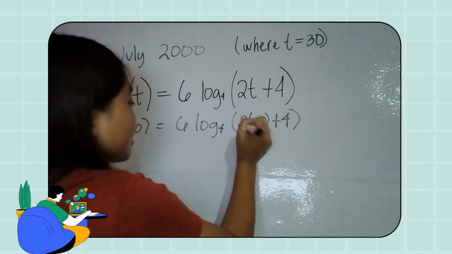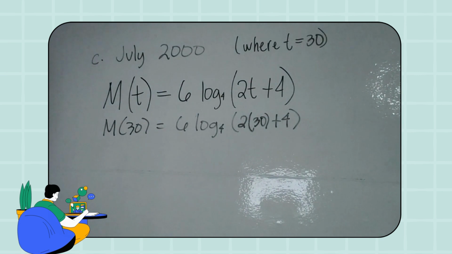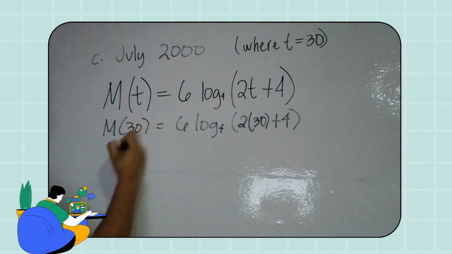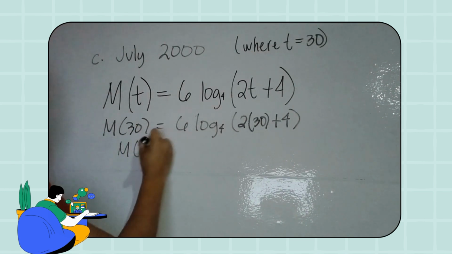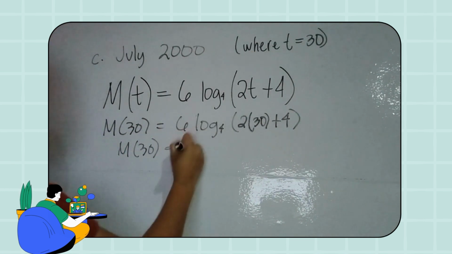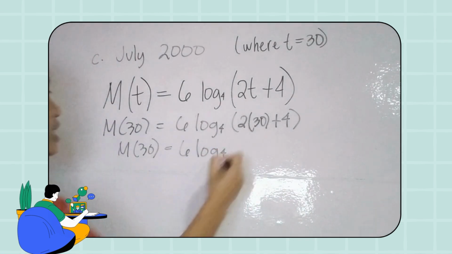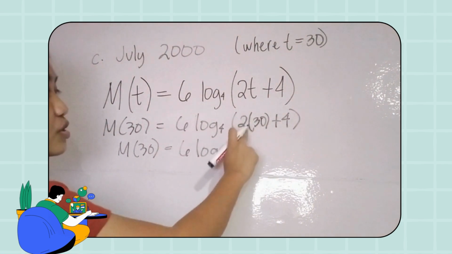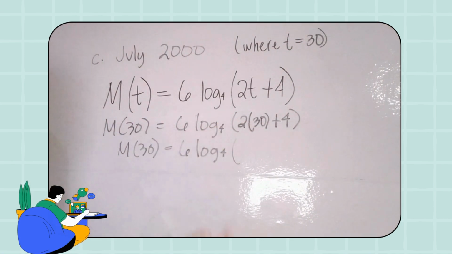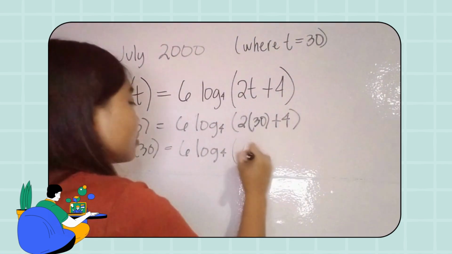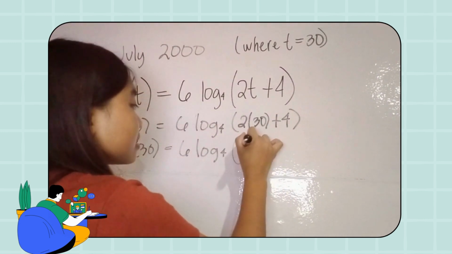I'm going to make that clear. So now, let us simplify it. We have m of 30 equals 6 times the logarithm base 4 of this. So this 2 times 30 is equal to 60 plus 4, which is 64.